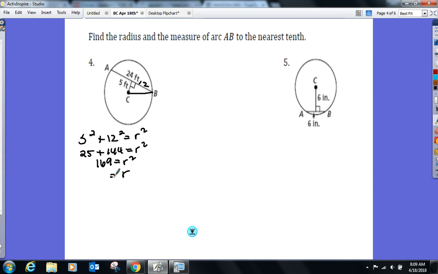And you guys are finding it. How many feet? 13.